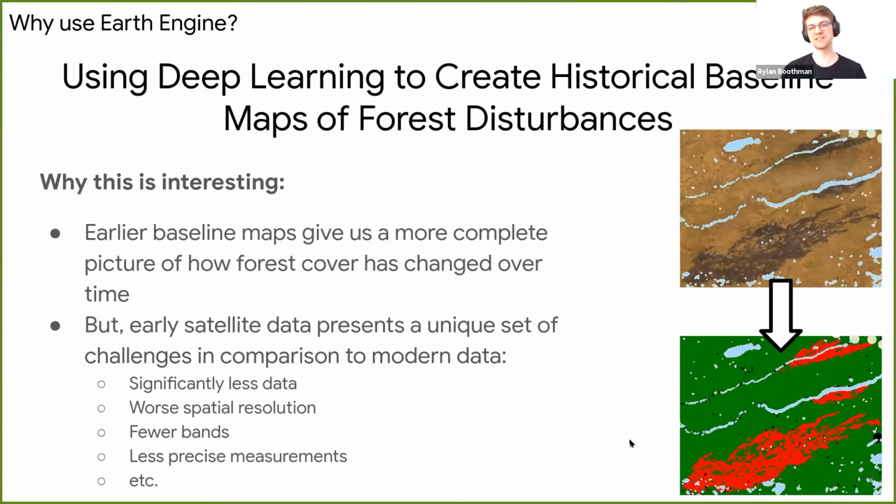Hello, everyone. Nice to meet you all. I'm Rylan. As Jeff said, I'm a PhD student in his lab, and I'm a computer scientist by training, and so most of my work focuses on using deep learning to create land cover maps, and in particular, I'm interested in historical maps of forest disturbances. So we're interested in this because the earlier we can create a baseline map for, the more complete picture of change we can get. And then there are some significant challenges with using this early data. In particular, there's less of it from the first decade of data. It has worse spatial resolution. There's fewer bands. The measurements are less precise. And so creating maps of the same quality today is a lot easier than it was in the 70s.